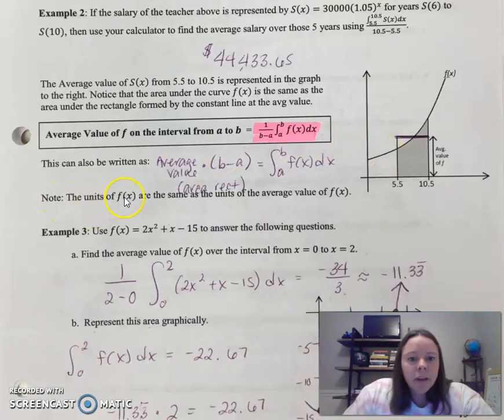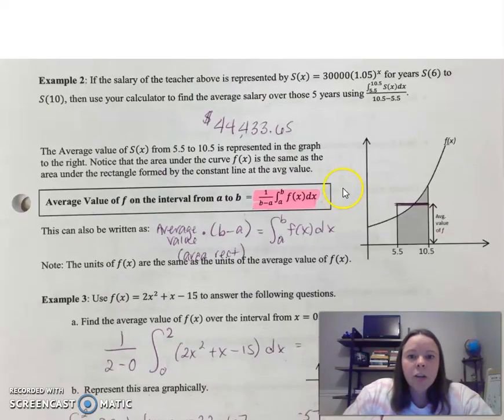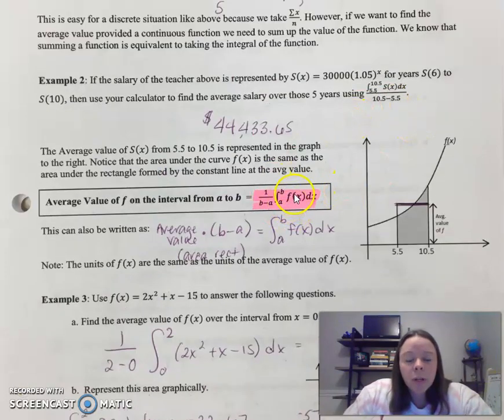Now, the units of f of x are the same as the units of the average value of f of x. Okay. And you can kind of see that happen. Remember, f of x is usually a rate, so maybe dollars per item, and the dx is items. So the items cancel, but then you divide by the change in items, so you end up with dollars per item again.